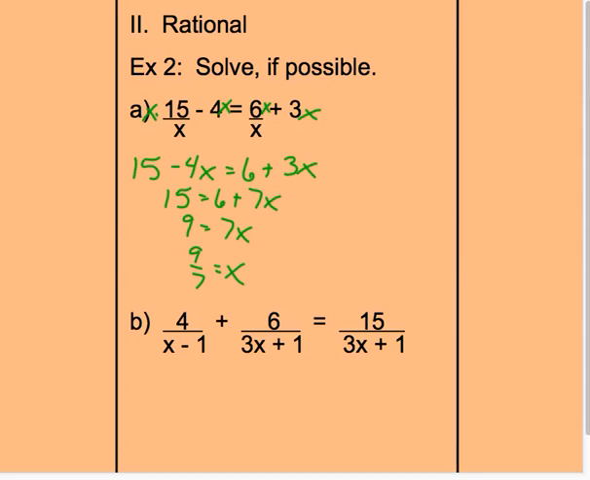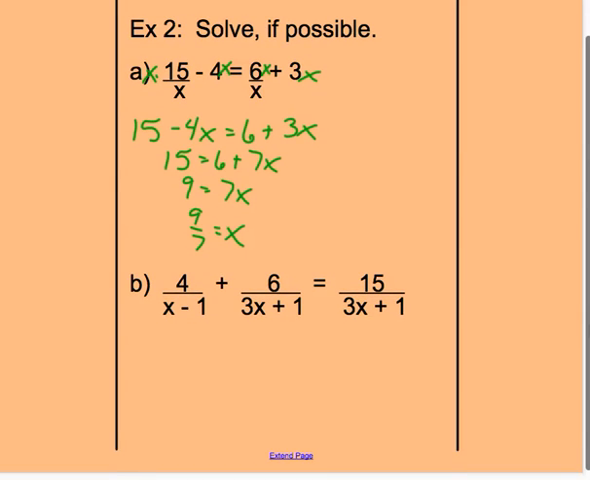Now when we started, we said x can't equal 0. Well, we didn't get 0, so we're good. X equals 9/7 is our solution.